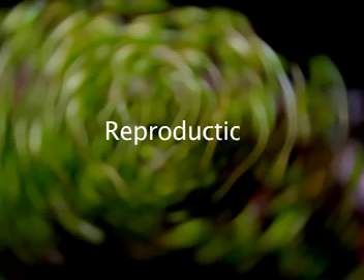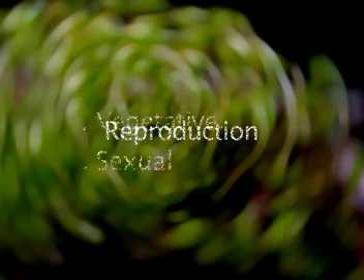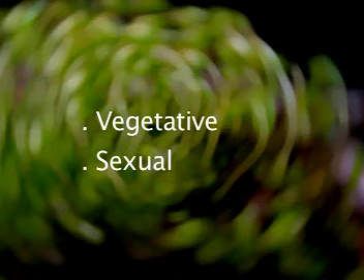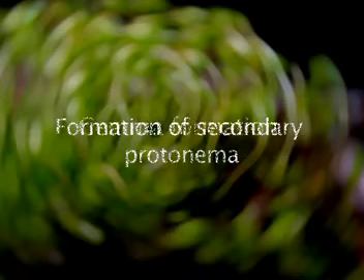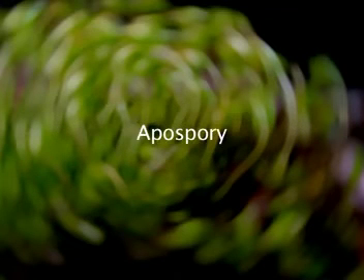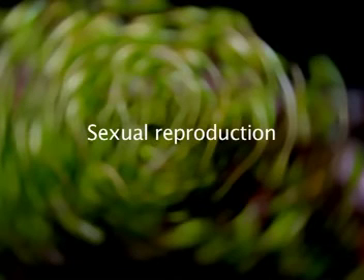Now, let us try to know something about reproduction of this genus. Funaria reproduces both vegetatively and sexually. Vegetative propagation in Funaria takes place by fragmentation of the primary protonema, formation of secondary protonema, gemma formation, bulbils, and apospory. As far as sexual reproduction is concerned, Funaria is monoecious, that is, male and female reproductive structures develop on different branches of the same plant. That is autoecious. Funaria is protandrous, which ensures cross fertilization.